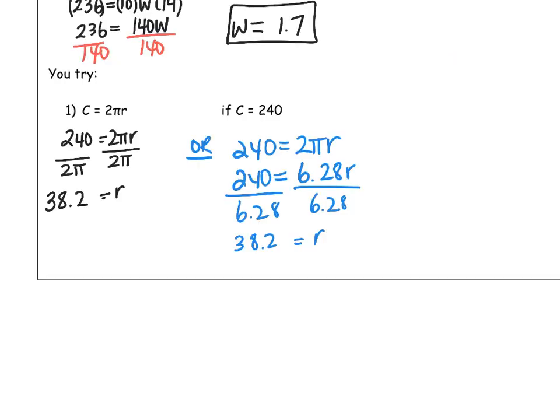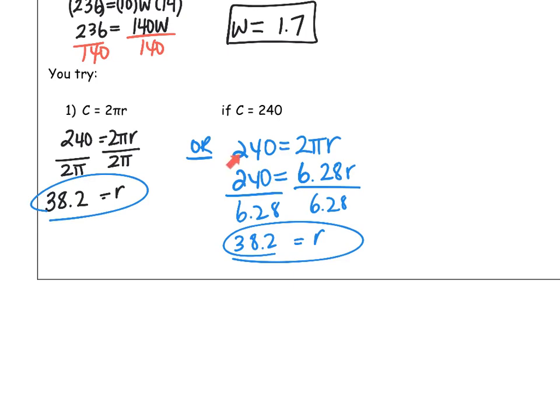All right, so here we are. Either way, we get a radius of 38.2. I just want to point out the two different ways that I did this here. So I'm substituting in 240 for my circumference. In the first way that I did this, you'll see that I divided by 2 pi, like I kept the 2 and the pi together, divided by that, and then I substituted into my calculator over here. 240 divided by 2 pi gave me 38.2.